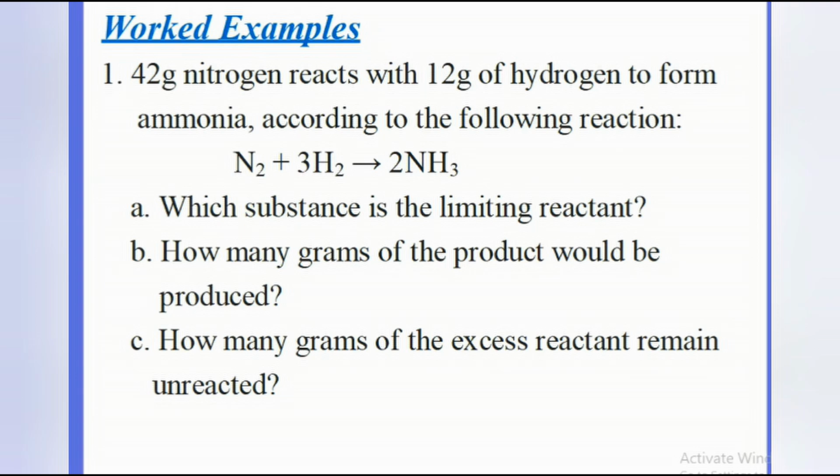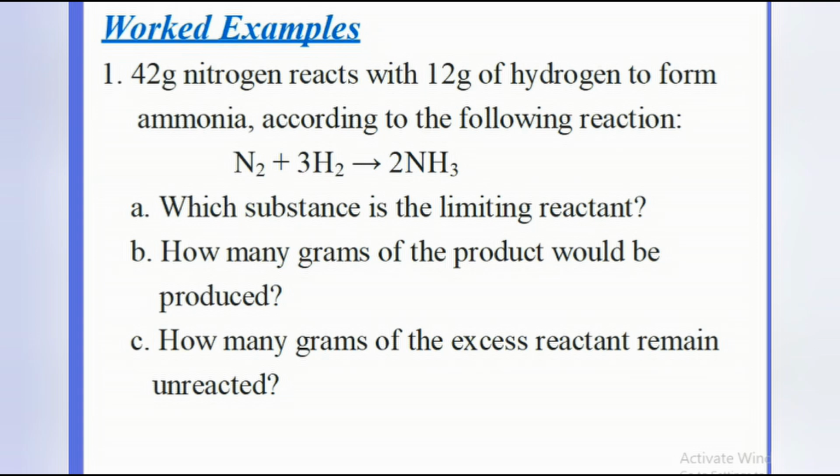The first example is 42 grams of nitrogen react with 12 grams of hydrogen to form ammonia. As you remember from the previous lessons, there are many types of stoichiometric problems. Some of them are mass-mass relationship, volume-volume relationship, or mass-volume relationship. But this type of stoichiometry problem is known as the limiting reactant problem.